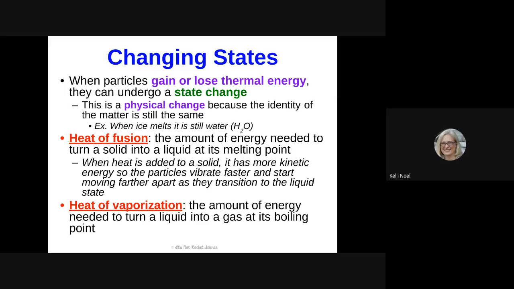Then, eventually, if that temperature is still increasing, you may get to heat of vaporization. This is what it is to take a liquid to a gas. We call this boiling. So it's the amount of energy needed to get a liquid to a gas. So two new terms: heat of fusion related to melting, so you might want to write melting out the side of heat of fusion. Heat of vaporization is like boiling, so you may want to write that out to the side.